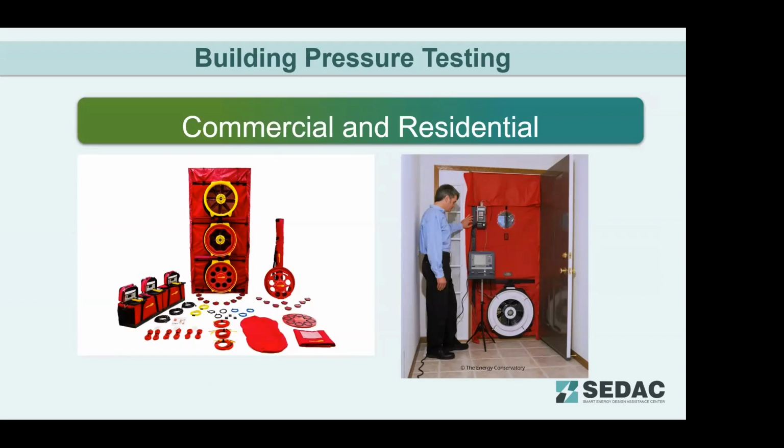Okay, so moving on from duct pressure testing to building pressure testing. These are your blower door setups. I pictured there on the left the Retrotec. These are the two major manufacturers of blower door equipment. Retrotec on the left, Energy Conservatory is on the right. Either one is going to be effective at getting you the results you need.